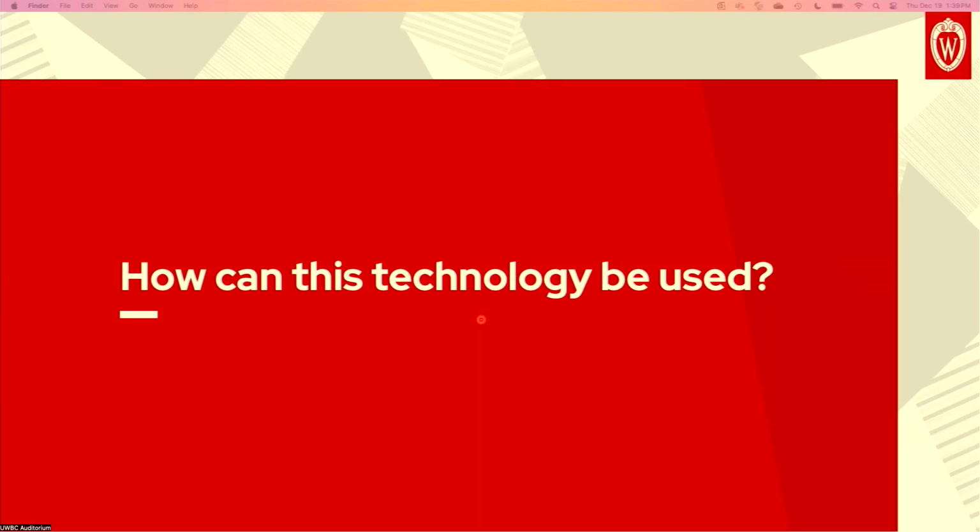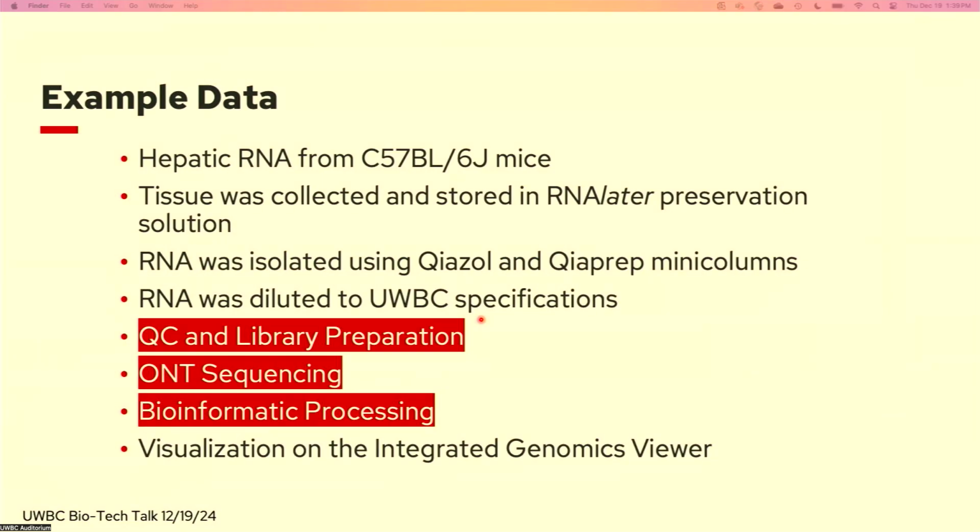So how can we use this technology to examine splice isoforms? I wanted to use some example data from our lab. This is liver RNA from C57 Black 6 mice. We collected it as you would any other RNA experiment. So tissue was collected and stored in RNAlater. It was isolated using TRIzol and PureLink mini prep columns. We diluted it to the specifications on the UWBC website.